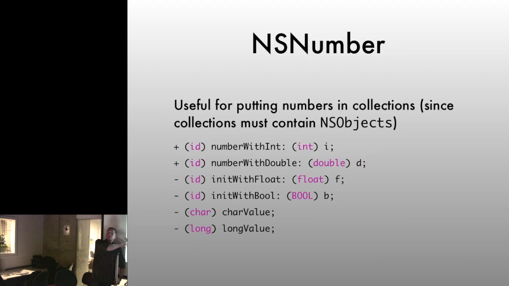There are also instance methods as well. So if you've already got an NSNumber, say you've allocated already, you can do an init with float, pass it a floating point value, and it gives you back a copy of the NSNumber that you can then use within your collection. And NSNumbers also respond to messages like char value, long value, double value, float value, that can give you back out the primitive types that you've wrapped with the NSNumber.